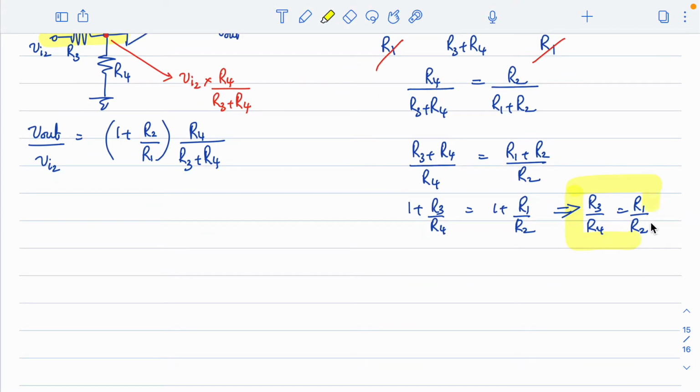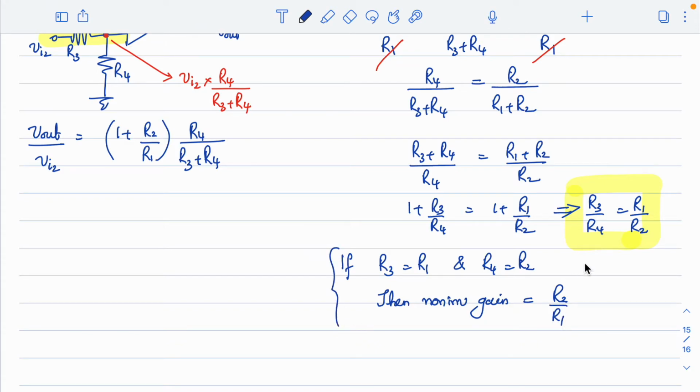So this is the condition. If I force the condition, if your R3 is equal to R1 and R4 equals R2, then I can say the non-inverting gain will be equal to R2 by R1. So this is the takeaway from this. Is this clear? Can I get some response in the chat?